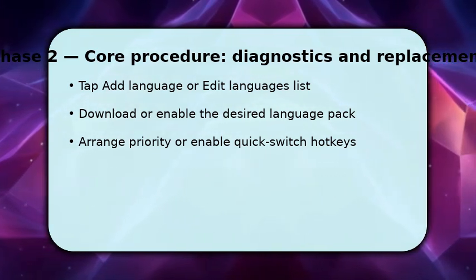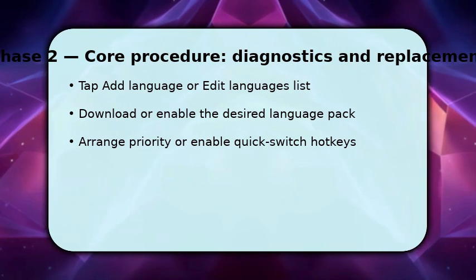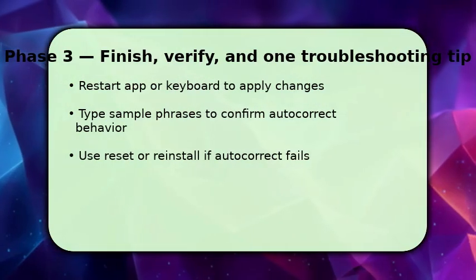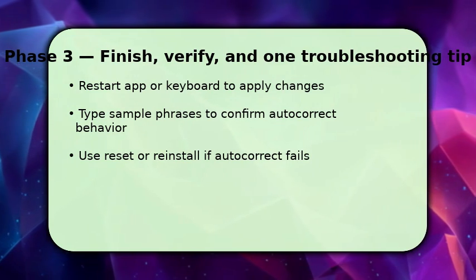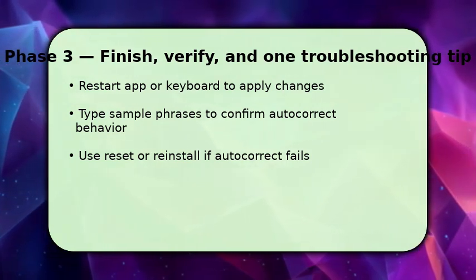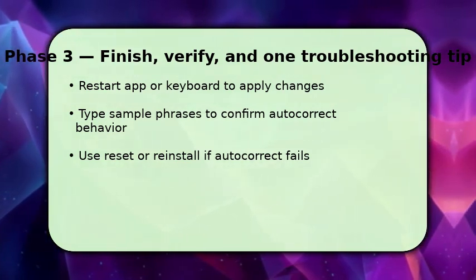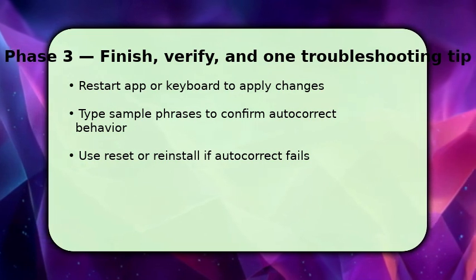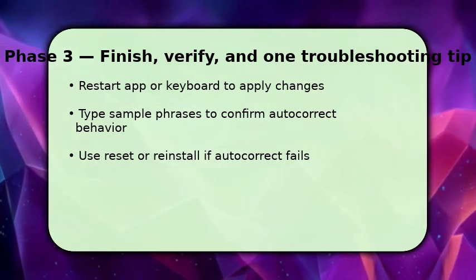Finally, apply and validate the new autocorrect language. Close any active apps, then force close or restart the keyboard so settings take effect. Now type a few sentences in the chosen language to confirm corrections and suggestion accuracy. Try words that previously autocorrected incorrectly.